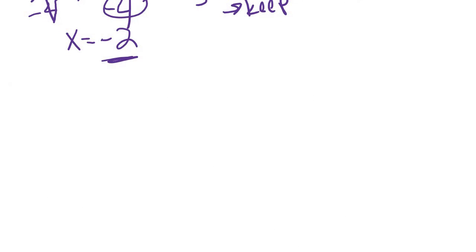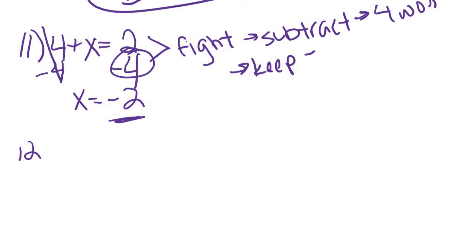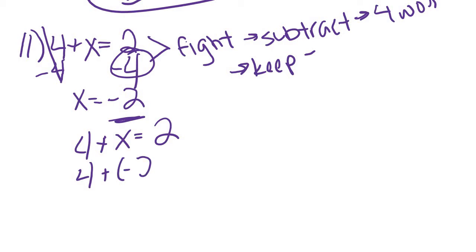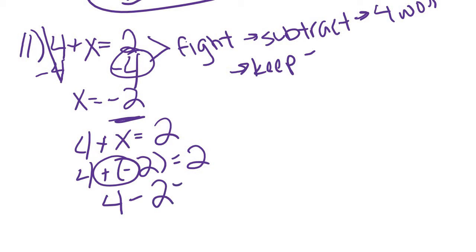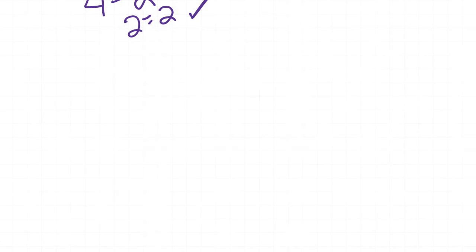All right, now on to number 12. Oh, we didn't check our answer. Hold on. We've got to check ourselves before we wreck ourselves. So we have 4 plus x equals 2. And we got negative 2. So let's see. 4 plus negative 2 equals 2. I don't like this situation. A plus next to a minus is, of course, going to be a minus. Every time you have different signs, it's going to result in a minus. So we're going to have 4 minus 2, which is going to be 2, which does, in fact, equal 2. So we are correct. Success.